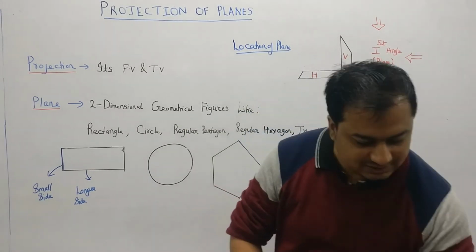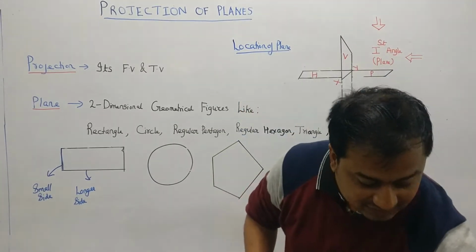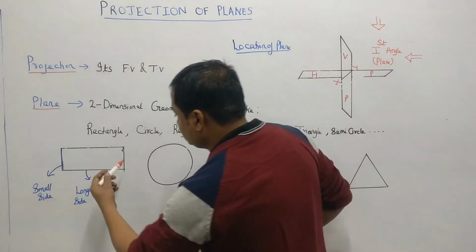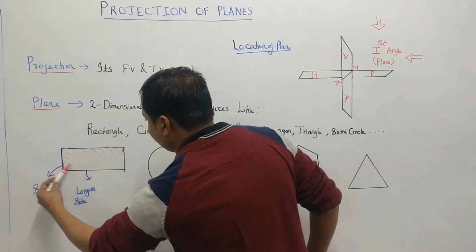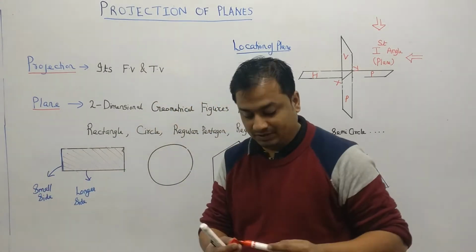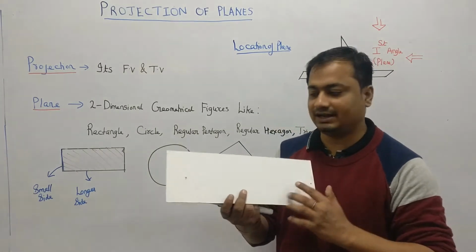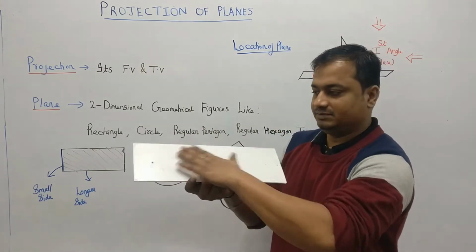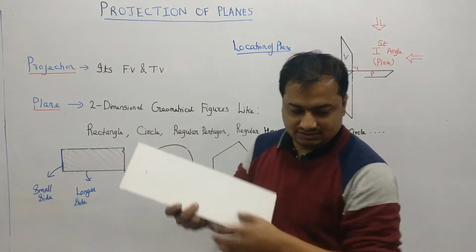The second very important term is surface. What is the surface here? This is called the surface of the rectangle. Looking at this rectangle, this white color is basically called the surface of the rectangle. This is the side, this is the surface.